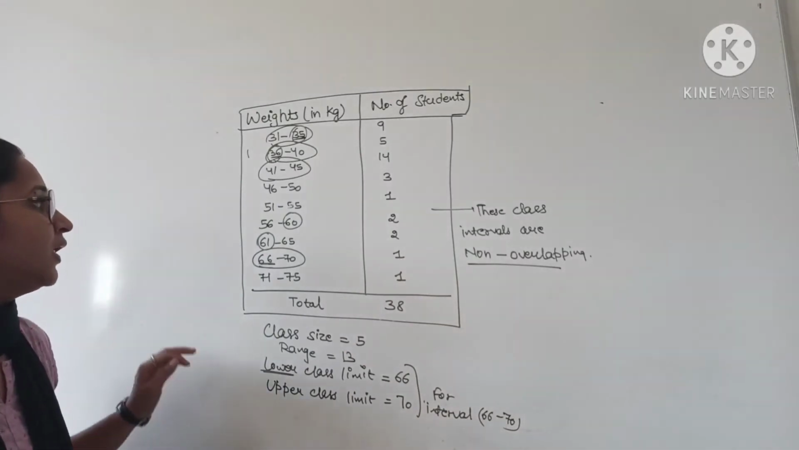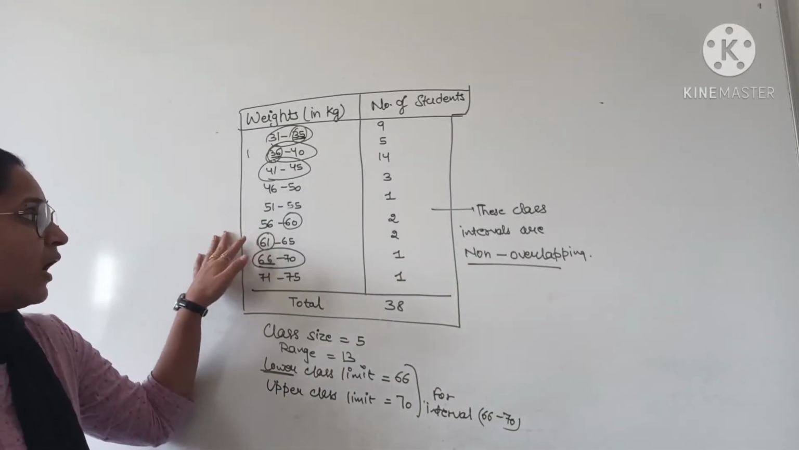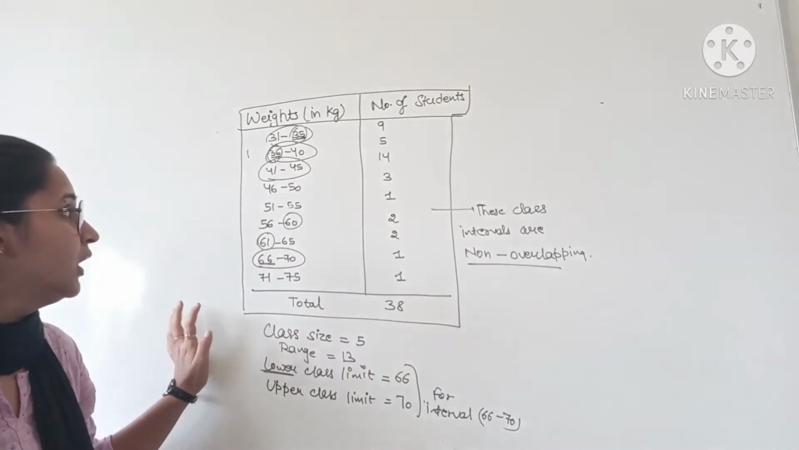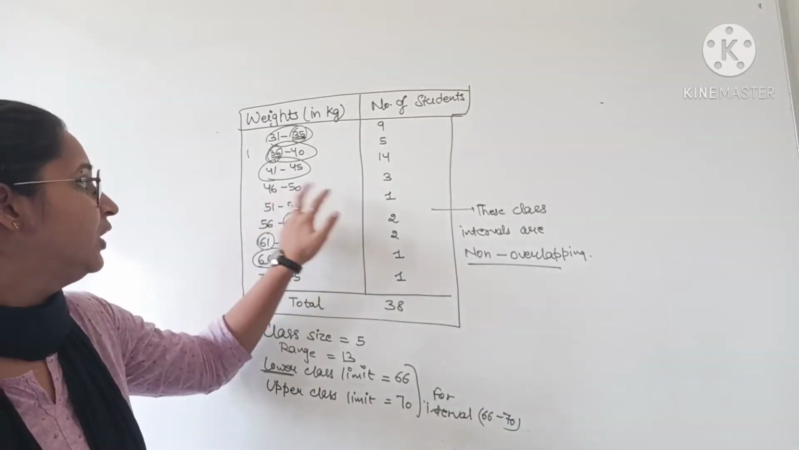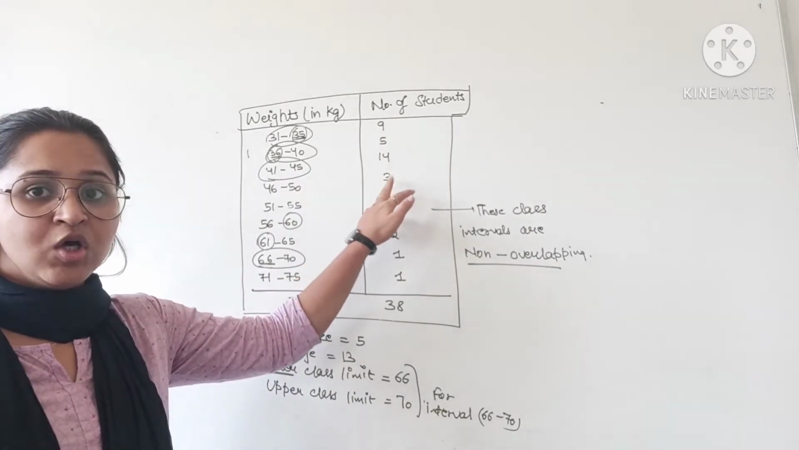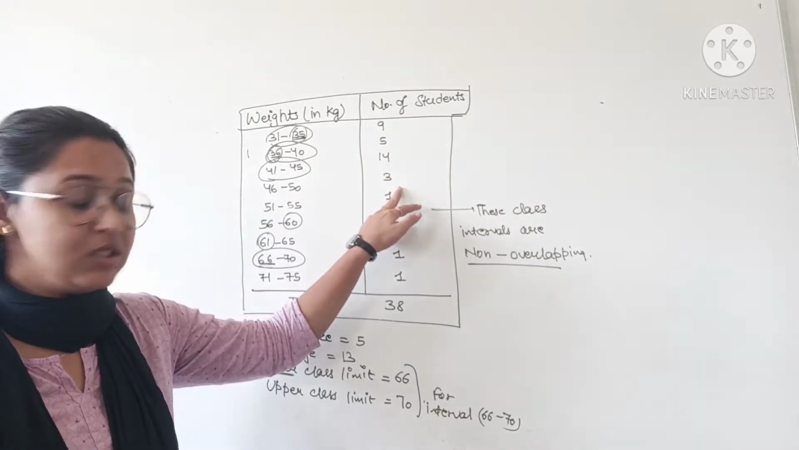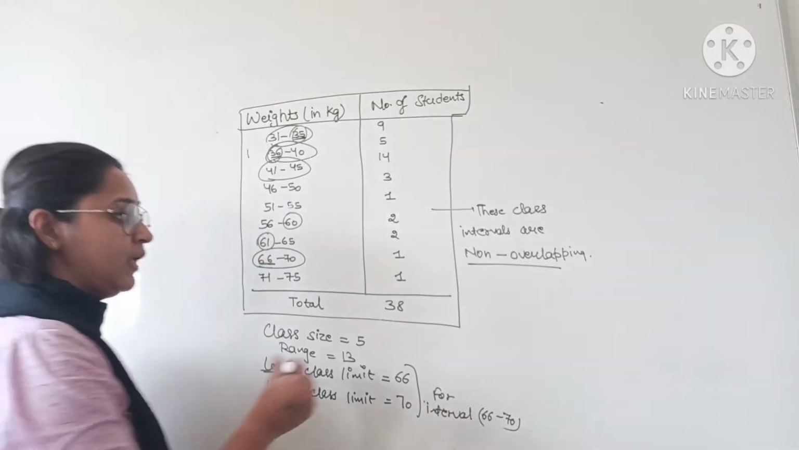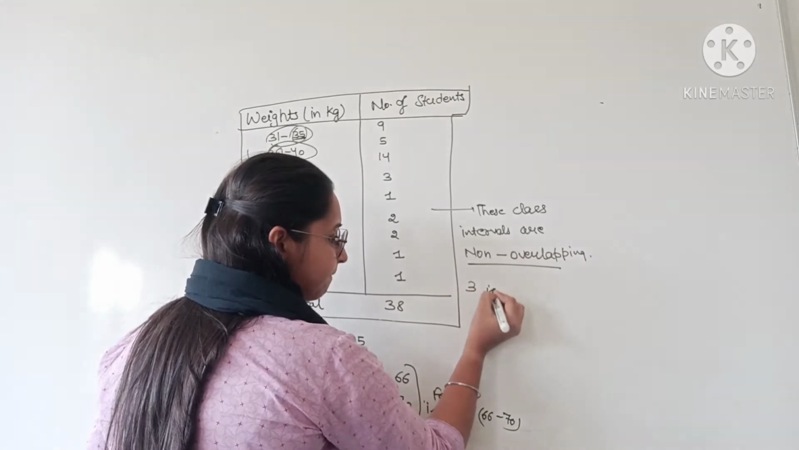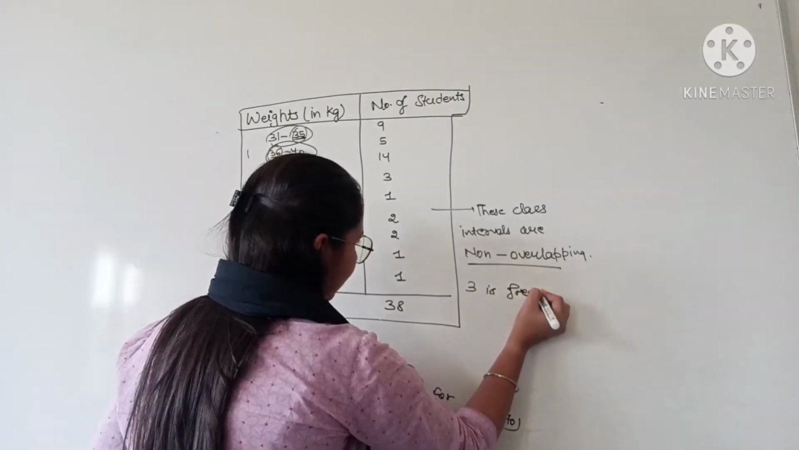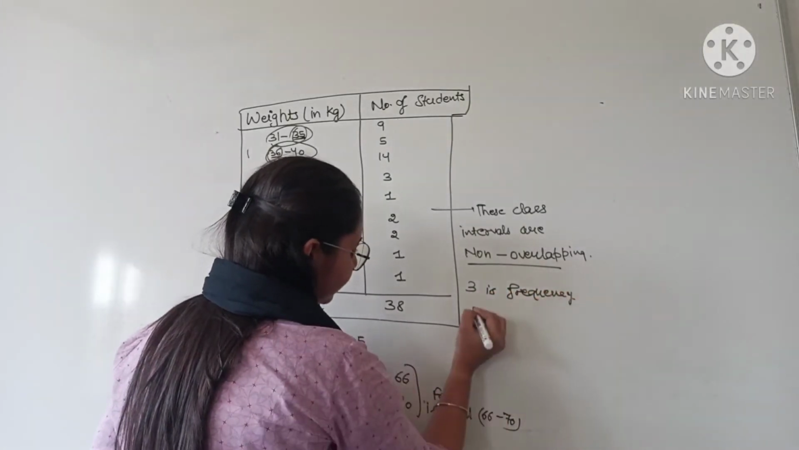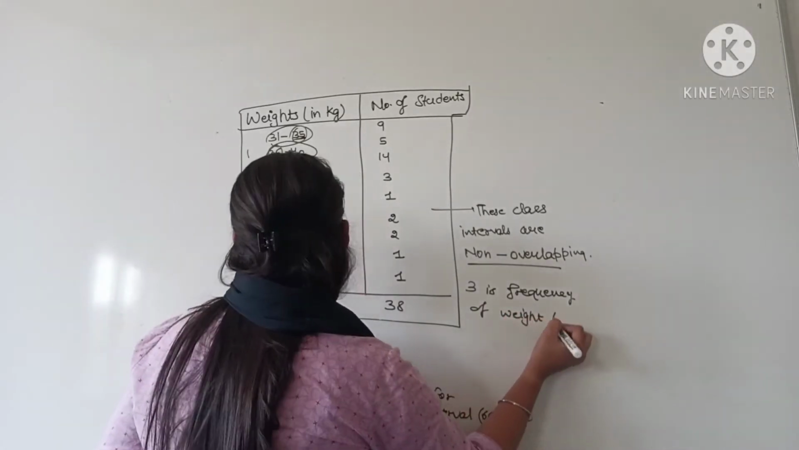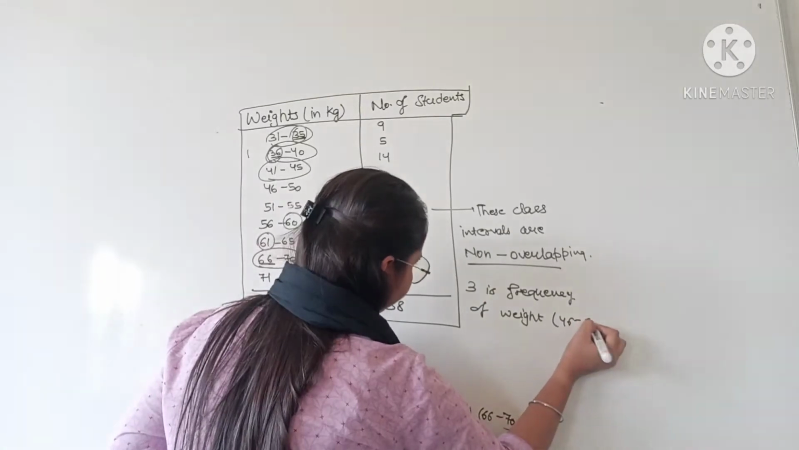Okay. Now tell me how many students have weight between 46 to 50. Between 46 to 50, 3 students are here. So 3 is the frequency of the weight 46 to 50.